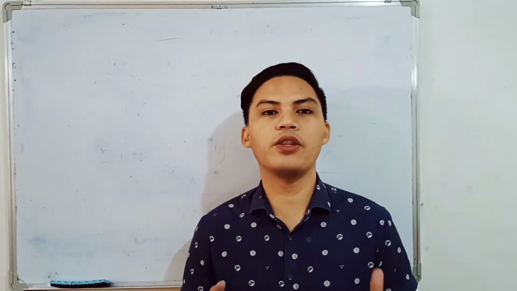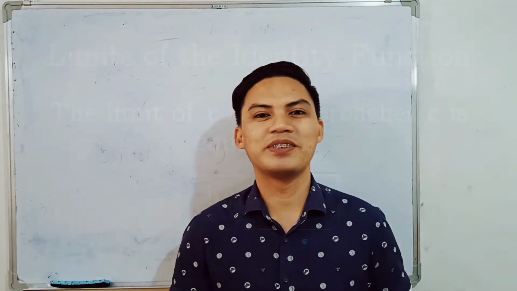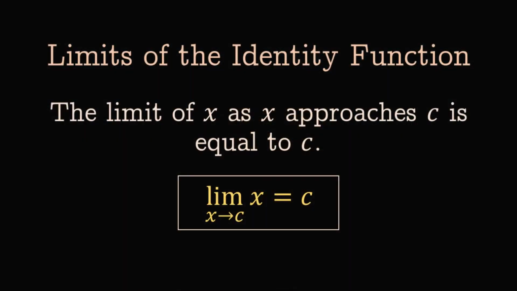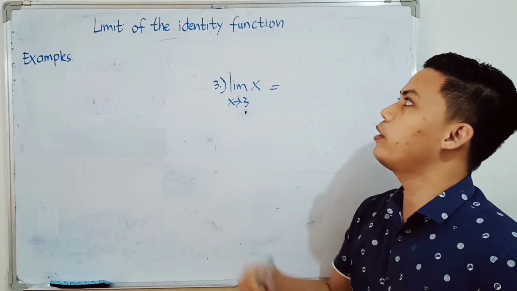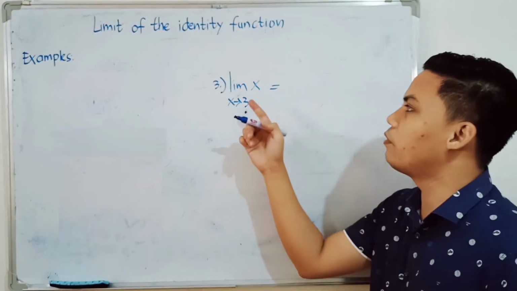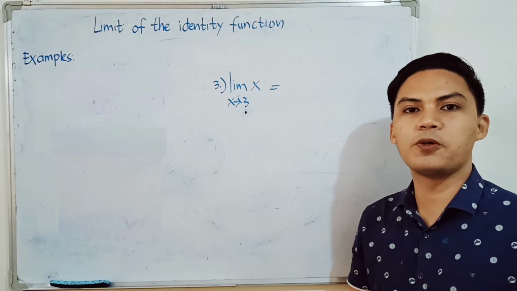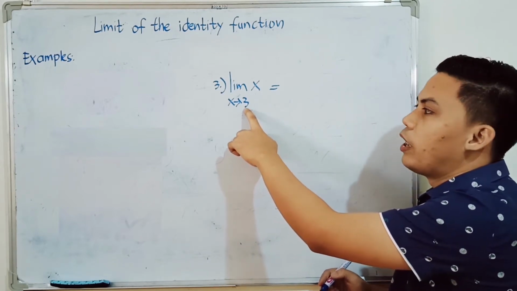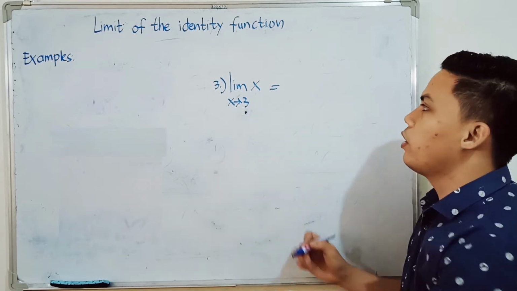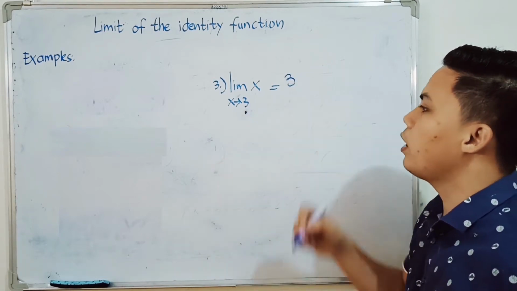Discuss the different theorems on limits. The first theorem on limits is the limit of the identity function. When we have the limit of x as x approaches c, it would be equal to c. We have the limit of x as x approaches 3. Of course, the answer would be simply equal to the value of c, which is equal to 3. So yung answer natin dito would be equal to 3.